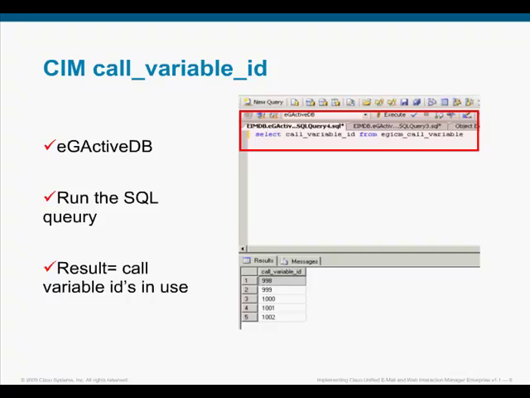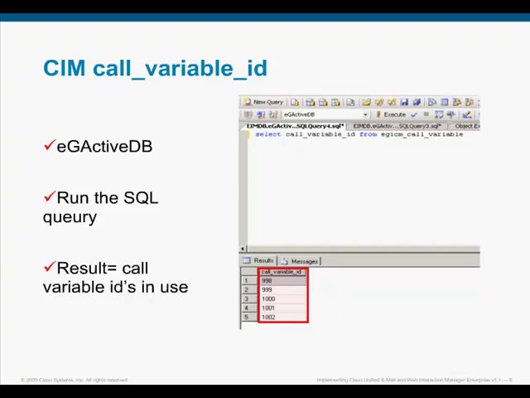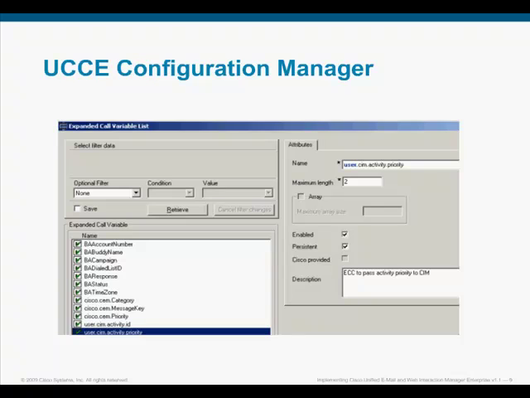The query will be select call_variable_ID from EG ICM_call_variable. Results will be the call_variable_IDs that are already in use. We are going to create a call variable for activity_priority and use the ID 1003. The ECC variable should first be created in ICM.